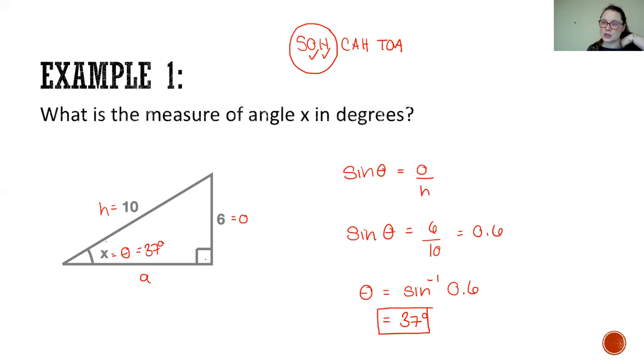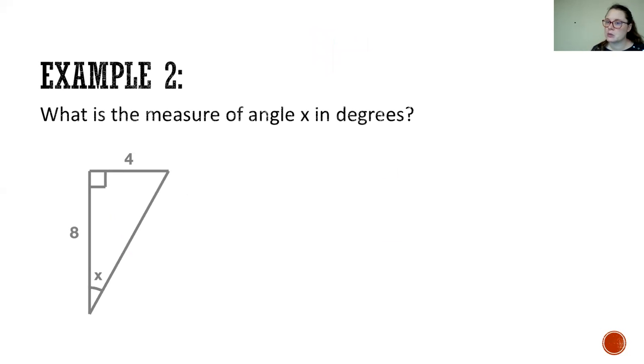Oftentimes for degrees, we'll round to a whole number. Sometimes we'll keep a decimal place or two, but most of the time, just for the purposes of being able to work with numbers, keep with whole numbers. It's going to depend on your trade application, whether you need to worry about more than that. Example 2, what's the measure of angle x in degrees? We're going to just go through 3 examples of these, and I guess technically 4 examples.